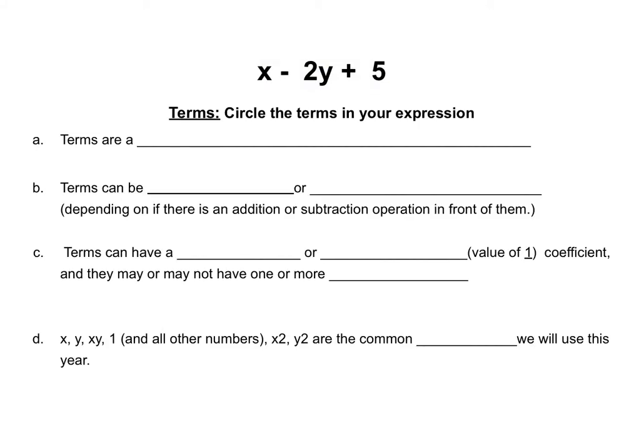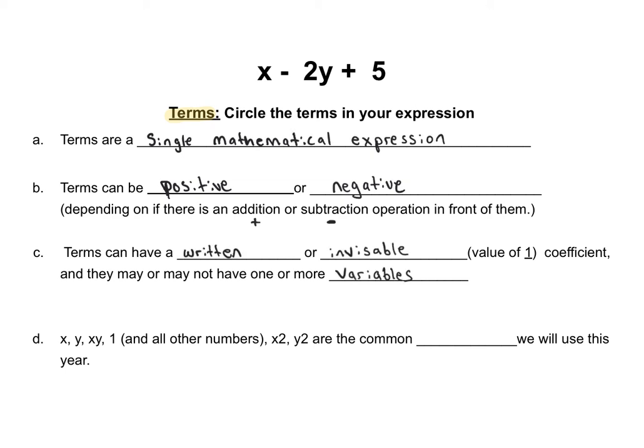The first part of an expression we're going to talk about right now are terms. Terms are a single mathematical expression within an expression or equation. Terms can be positive or negative, depending on if there's an addition or subtraction in front of them. So if it's an addition, it's going to be a positive term. If there's a subtraction operation in front of them, it will be a negative term. And terms can have either a written or an invisible coefficient. And coefficients are another piece of vocabulary that we will talk more about in just a second. So for now, just go ahead and take notes about this.